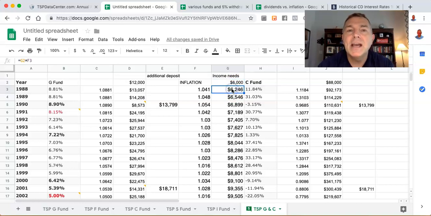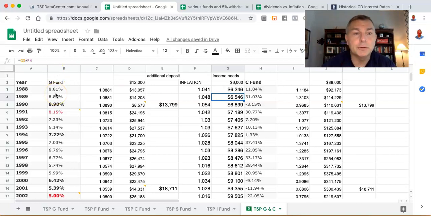So essentially, at the end of year one, your $6,000 grew with inflation, and these are real inflation numbers: 4.1. In 1988, inflation was 4.1. I got that from the Robert Shiller data over at Yale. He's got just an immaculate spreadsheet. It's great. So the $6,000 that you spent in the first year has grown to $6,246. That $6,246 grew 4.8% to $6,546 in the next year. Does that make sense? So we're using real live inflation numbers.